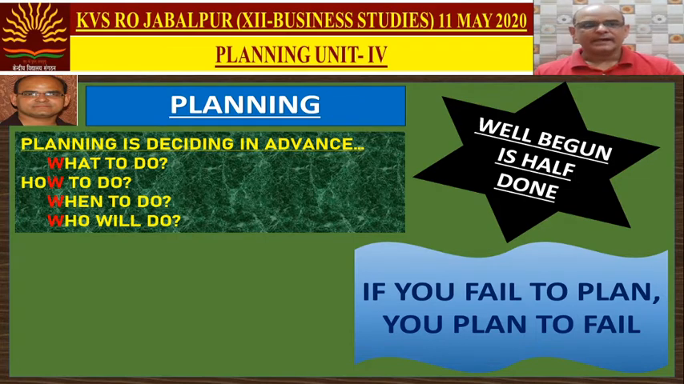From today, we are starting with the complete management process, which has 5 steps: planning, organizing, staffing, directing, and controlling. We will be learning the entire process of management in the form of chapters. Each step of this management process will be discussed as a separate chapter. So today we are starting with the very first step of the management process, that is planning. Planning is deciding in advance what to do, how to do, when to do, and who will do it.